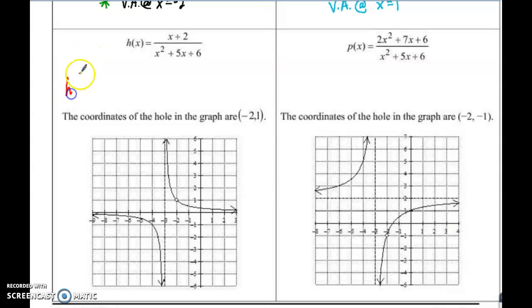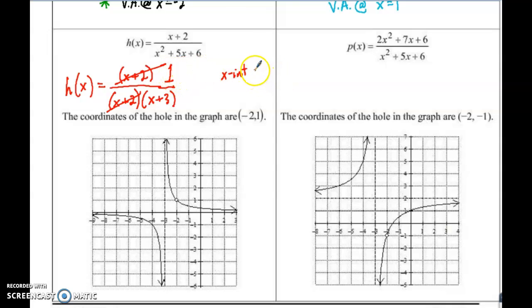So h of x is not too bad. There's nothing to factor in the numerator, but you can factor the denominator. It's x plus 2, x plus 3. So don't let that fool you, because there's nothing left over in the numerator, there's still technically a 1 there. But if I ask you for the x-intercept, let's start with that, 1 can never equal 0. The numerator can never equal 0 in this problem.